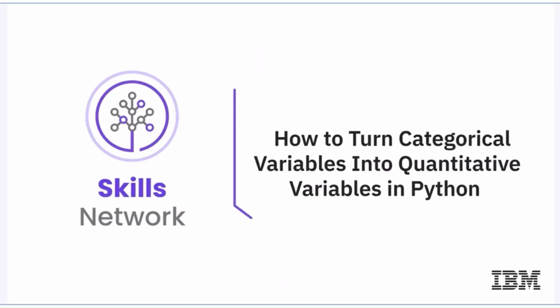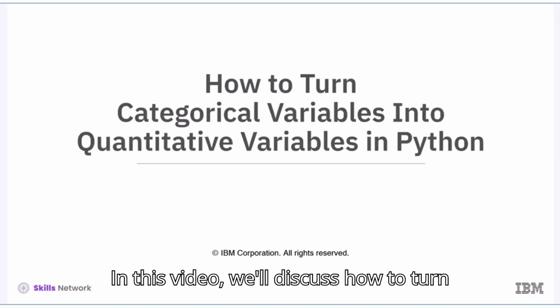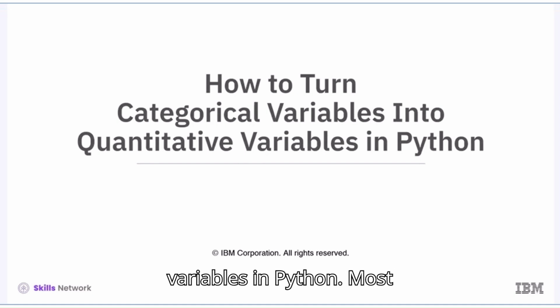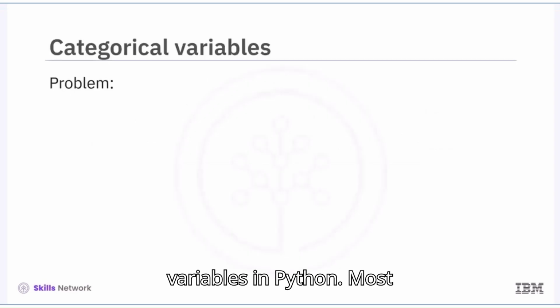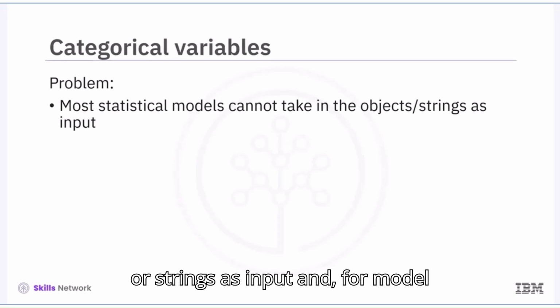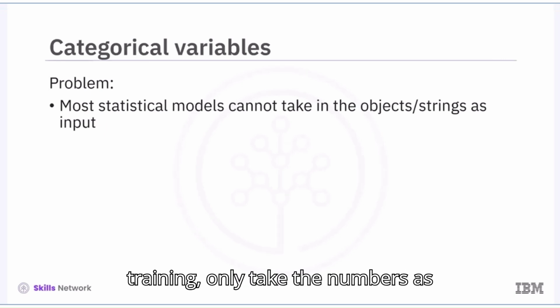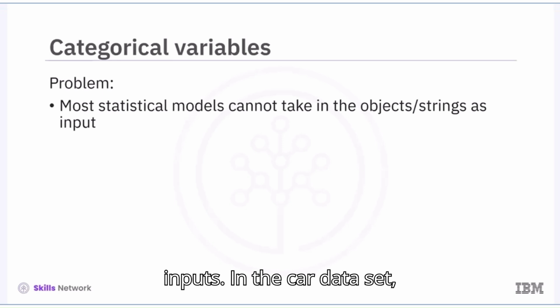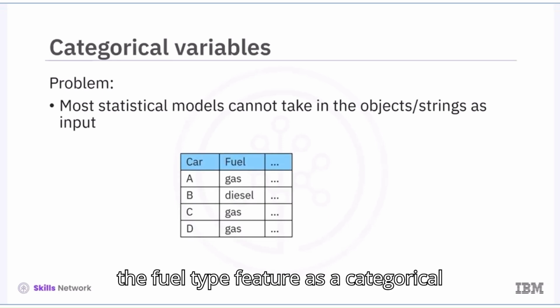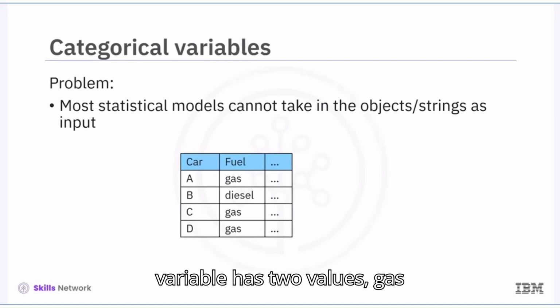In this video, we'll discuss how to turn categorical variables into quantitative variables in Python. Most statistical models cannot take in objects or strings as input and, for model training, only take the numbers as inputs. In the car dataset, the fuel type feature as a categorical variable has 2 values, gas or diesel, which are in string format.